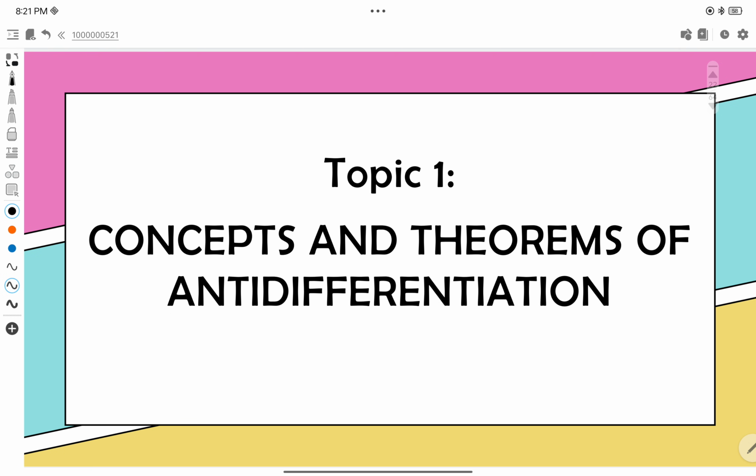So topic number 1 is on concepts and theorems of antidifferentiation. The theorems here are the basic laws on integration, and specifically one of the most basic integration formulas, which is the integration of algebraic functions, or the power functions.